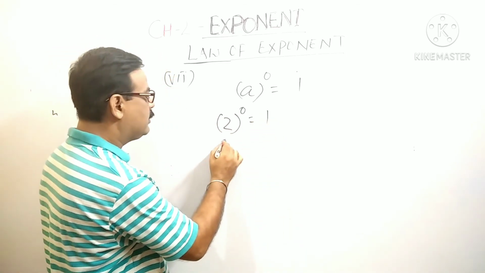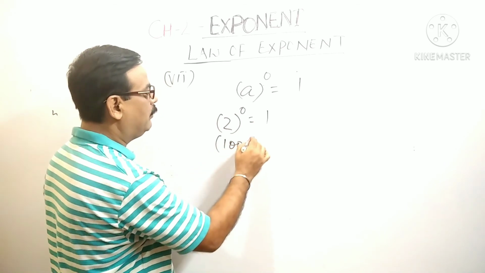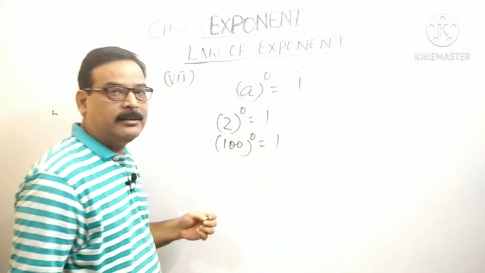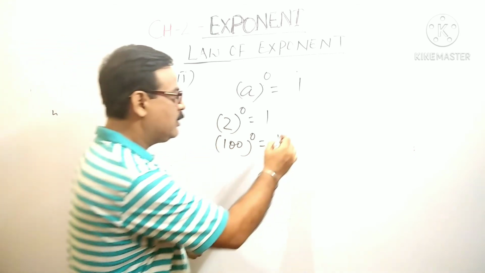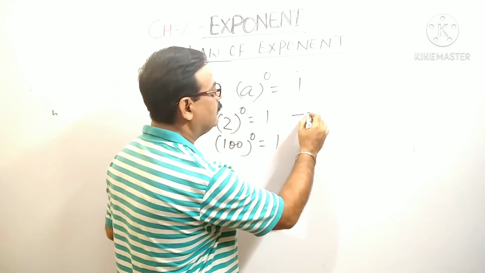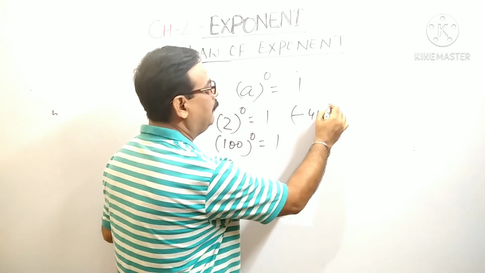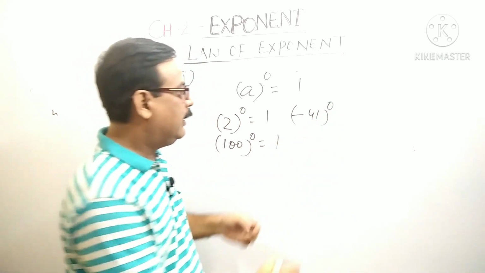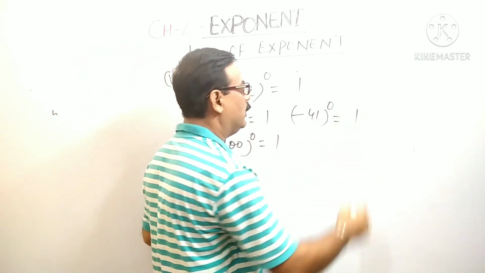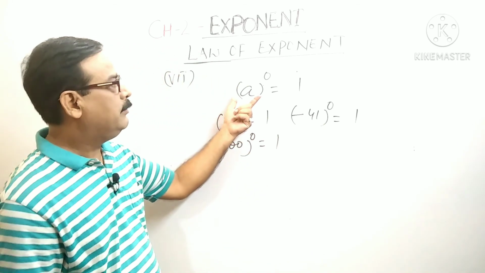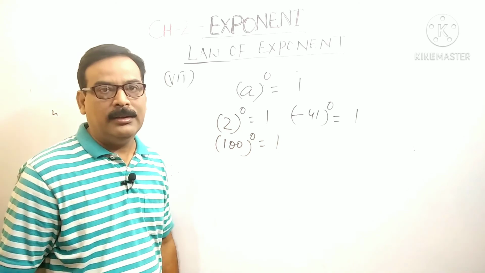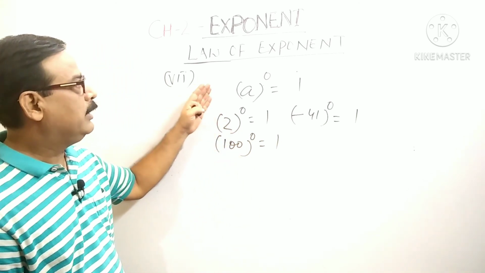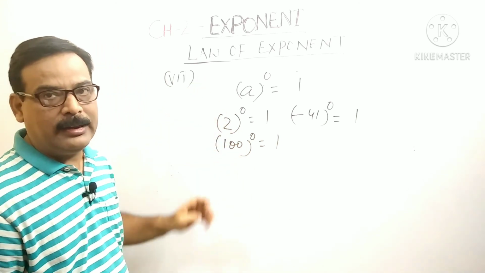If any number is 100 and the power is 0, we can say that the value of this term is 1. Any number, whether positive or negative, suppose minus 41 with power 0, we can write that the value is 1. So whatever number is given and the power is 0, the term value is 1. So these are the laws of exponent we have completed.